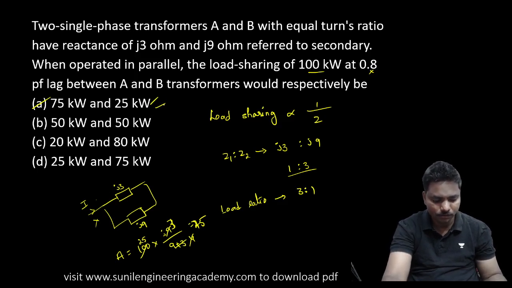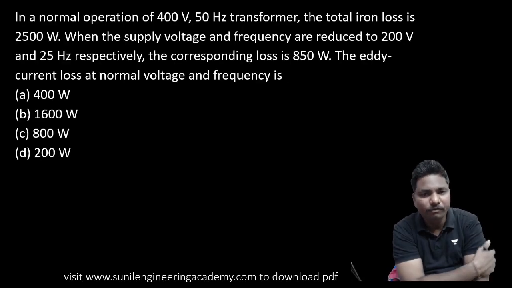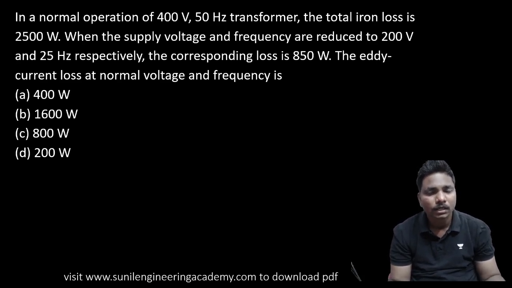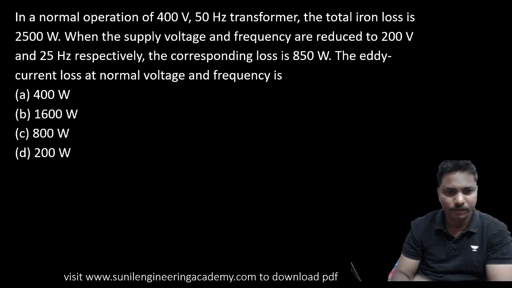Coming to the next one. In normal operation of a 400 volt 50 Hz transformer, the total iron losses are 2500. The supply voltage and frequency are reduced to 200 volts and 25 Hz respectively. The corresponding loss is 850. The eddy current losses at normal voltage and frequencies are dash.